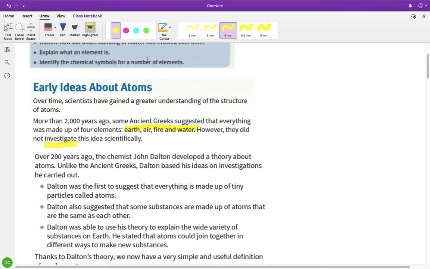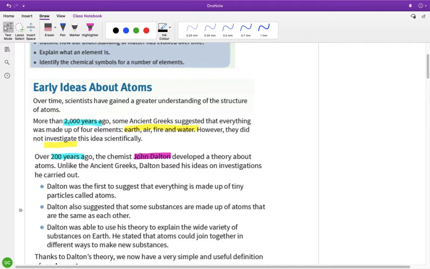Look at the difference in time. That was 2,000 years ago, and 200 years ago was when they started to get some idea of what atoms and elements are as we know them today. So, a very important name, John Dalton. John Dalton developed a theory about atoms. He was a scientist, and he did scientific investigations. He was the first to suggest that everything was made up of tiny particles called atoms. Atoms are incredibly tiny particles that make up absolutely everything in the world around us.